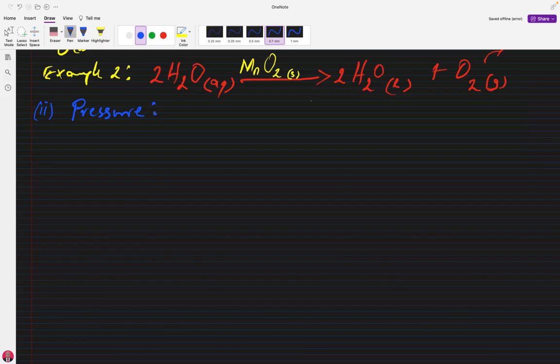Now, it should be noted that increasing the pressure on a reaction involving reacting gases increases the rate of reaction, and decreasing the pressure of the reacting gases will also decrease the rate of reaction. In other words, changing the pressure on a reaction involving only solids or liquids has no effect on the rate of reaction.